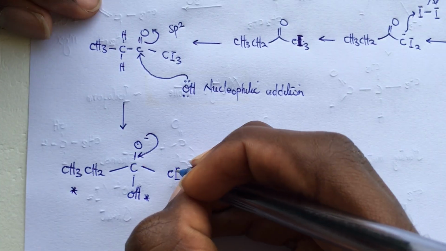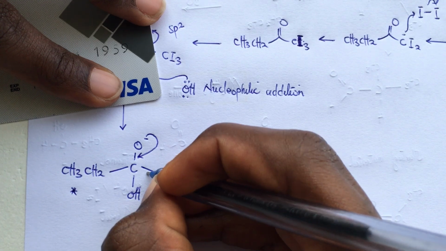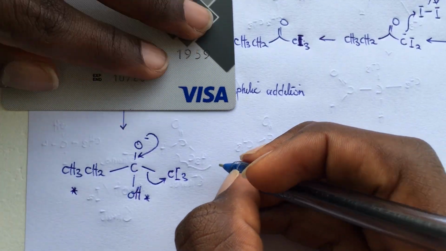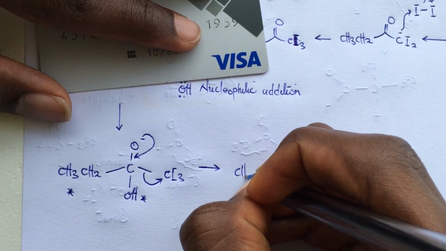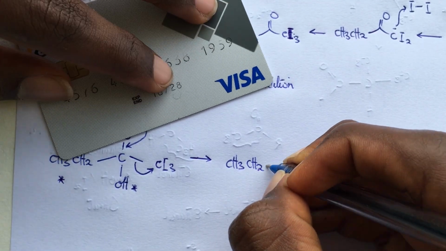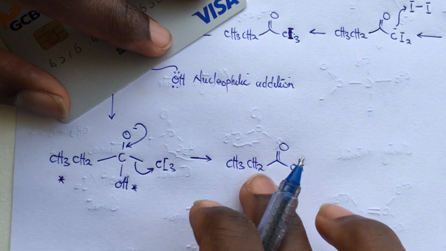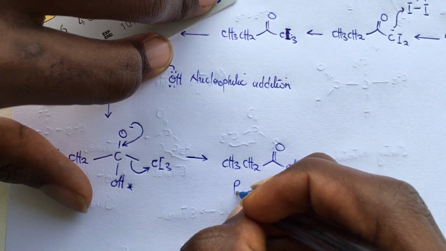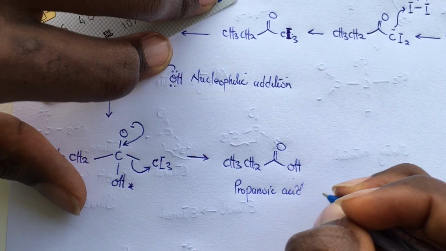But this is a good leaving group because it can leave with 8 electrons. So that's how we are going to have the bond broken and the electrons moved onto this carbon to generate our CH3, CH2, and here we have our double bond, and then we have OH. What does it look like? This one looks like a carboxylic acid, right? Which is propanoic acid. So propanoic acid. I'm almost completing the reaction.